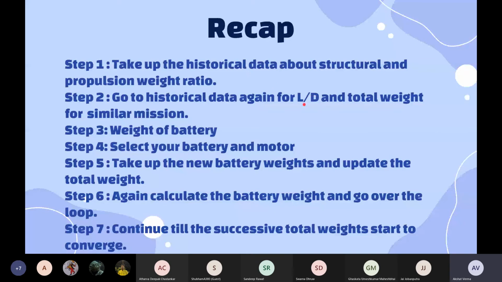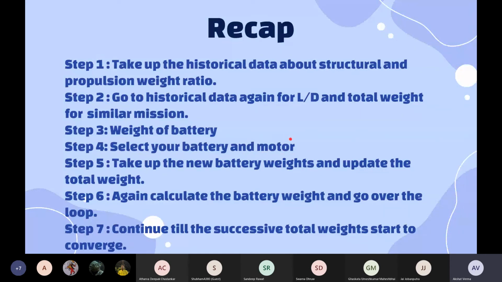It goes about 4 to 6. So accordingly, we choose L by D, and this may also depend on altitudes or something. And also we take the total weight for a similar mission as the initial weight for our iterating process. Then we calculate the weight of the battery depending on the energy requirements and the particular specific energy density value of our battery. Then we go about selecting our battery and the motor.